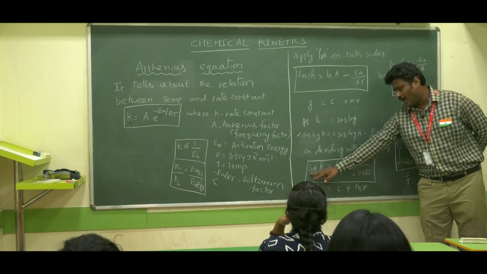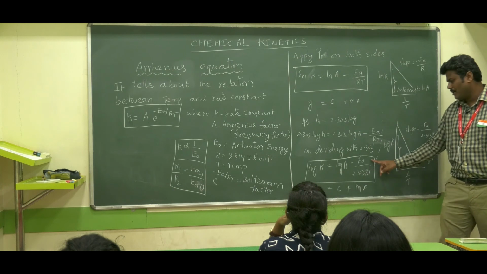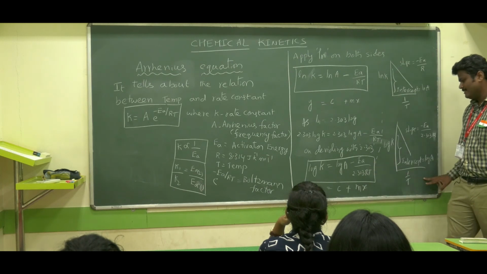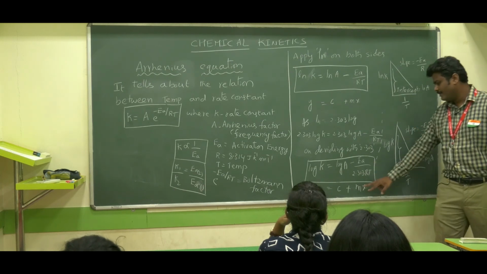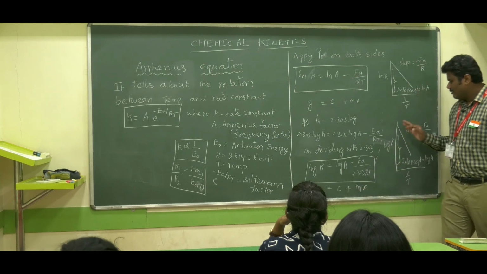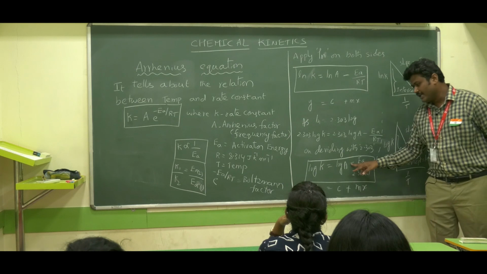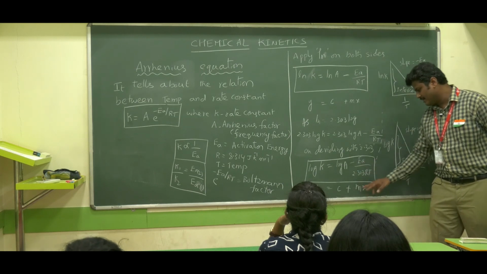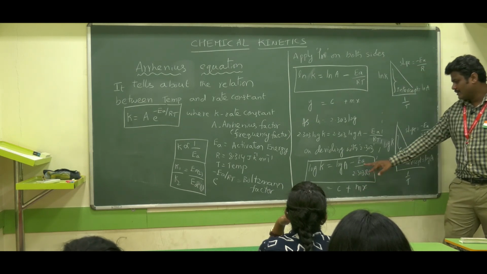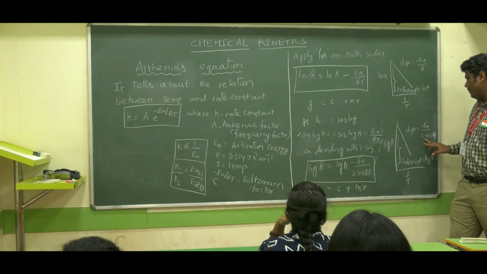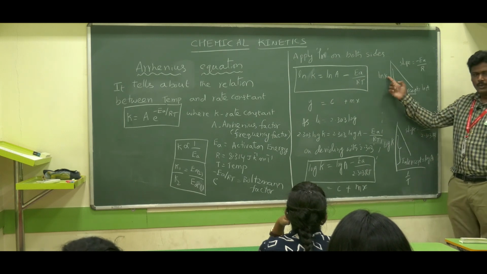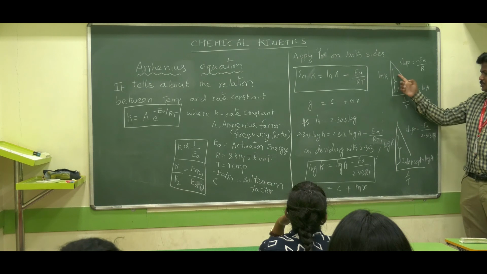So if you take log k on the y axis and 1 by T on the x axis, you get a linear line with a negative slope. Here m becomes the slope, which is nothing but minus Ea by 2.303 R. So only one thing you have to get is the difference between these two graphs.